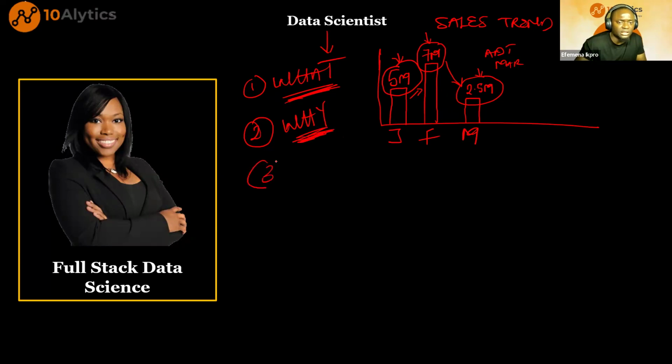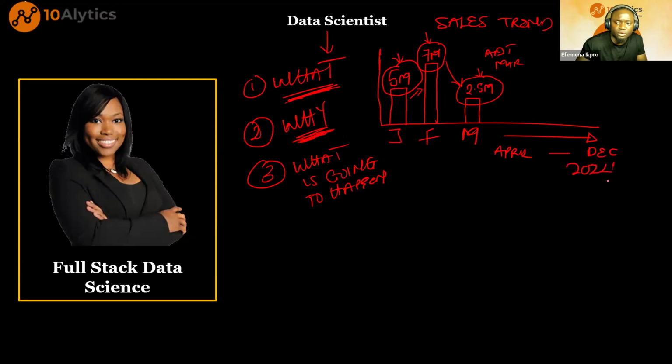Now, the third thing is looking at what will eventually happen. What is going to happen? You're trying to predict what will eventually happen. So now, let's just say 2024. This is our revenue for January, February, and March 2024, the first quarter. So what's going to happen for the rest of the year, from April all the way to December 2024? What's the trend going to be like?